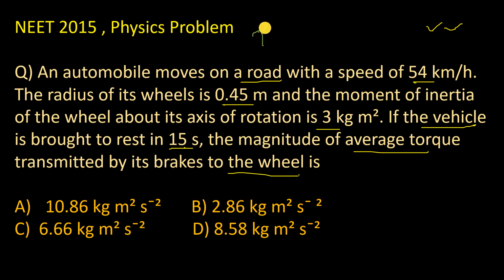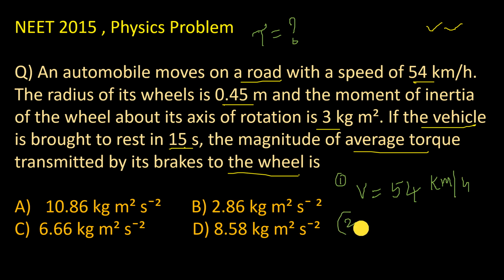so torque we have to find out, right? So that is our question. First of all, we'll see the given data. What is the given data? Automobile speed is given. How much? V equal to 54 kilometer per hour. This is the first one.